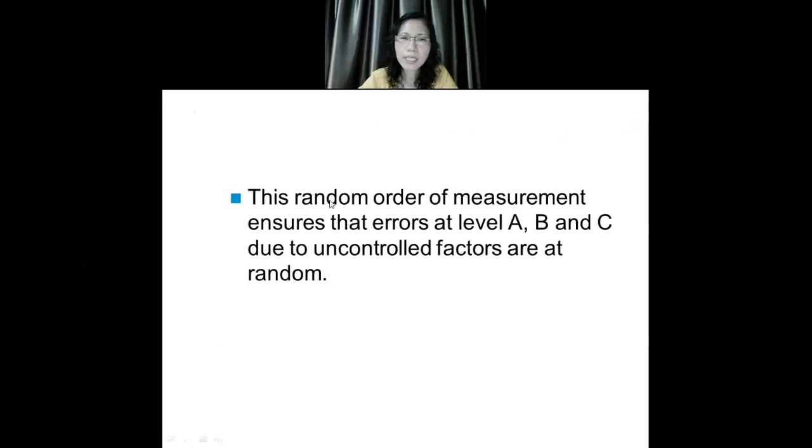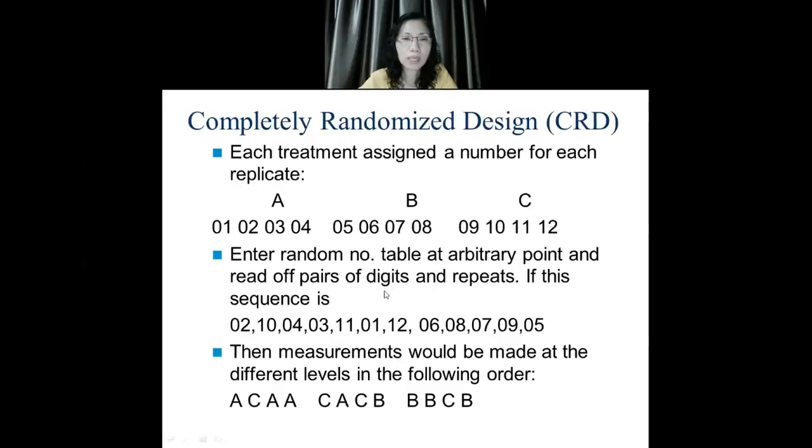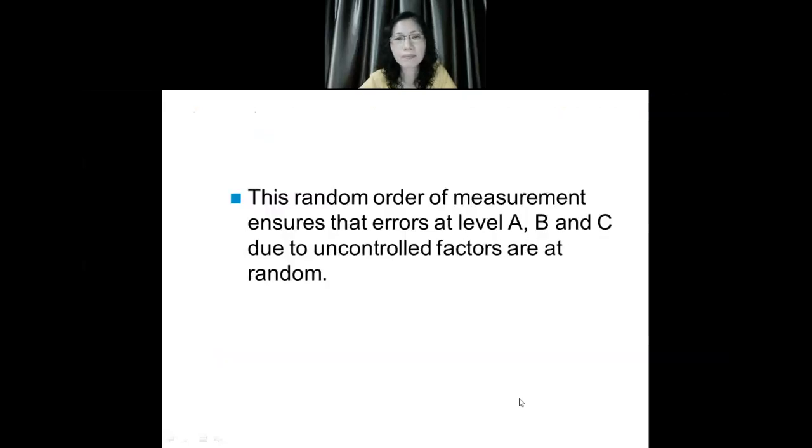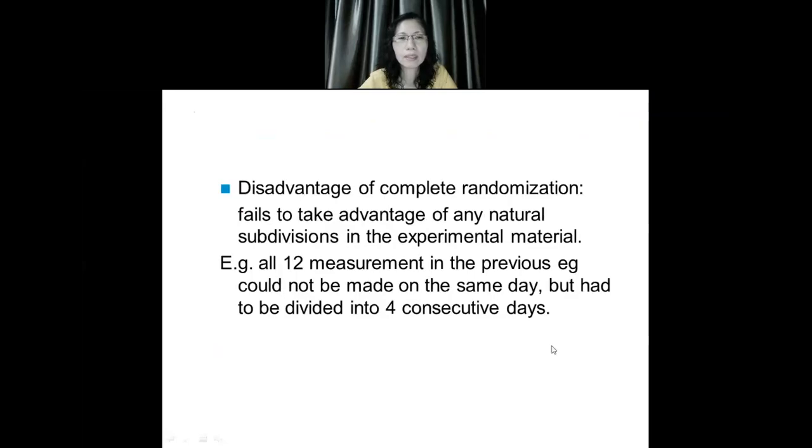So randomizing this way will allow us to make sure that errors at level A, B, and C due to uncontrolled factors are at random. Now you may say, how do I get all these random numbers? You can generate them using SPSS, and you can get them from random number tables. Now that is a complete randomization.